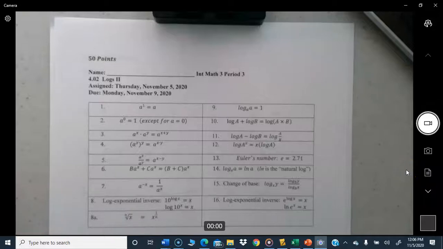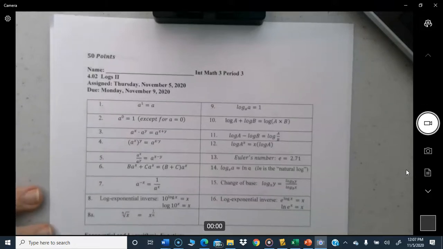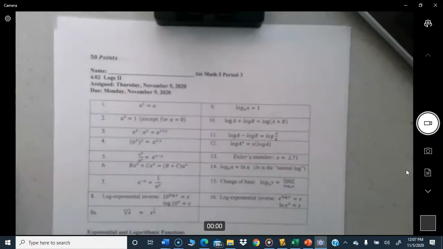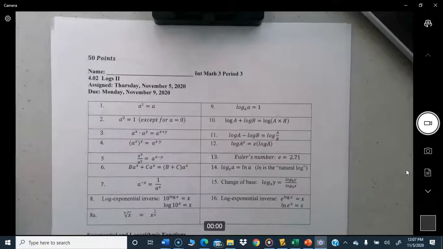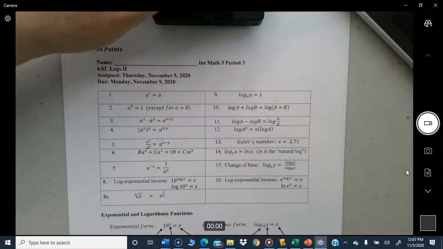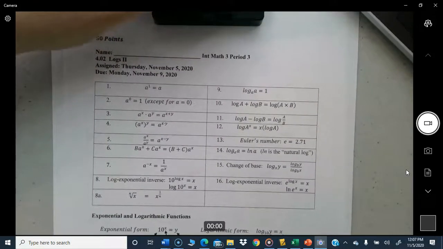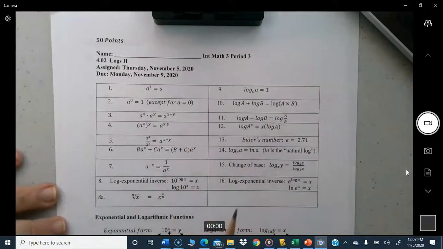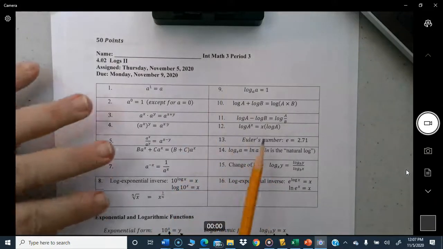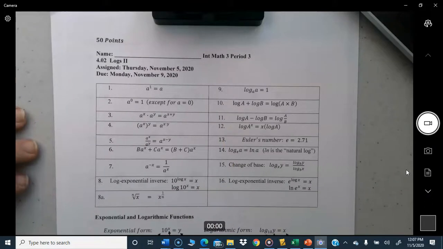All right, Integrated Math 3, this is the answers for, I'm going to do two lessons in one here. So it's going to be 4.01 and 4.02, and we'll go ahead and do that. All right, so we're dealing with logarithms and exponentials, and I'm going to always include this cover sheet of the basic properties and principles and relationships for those subjects.